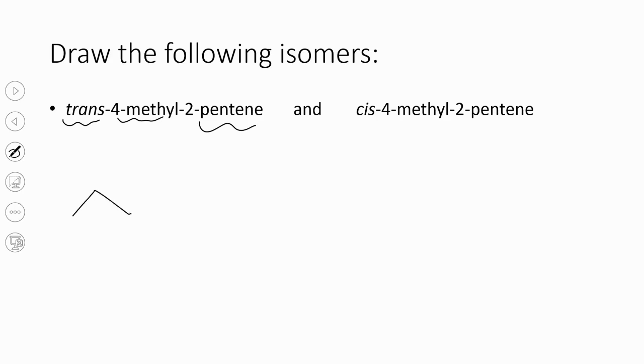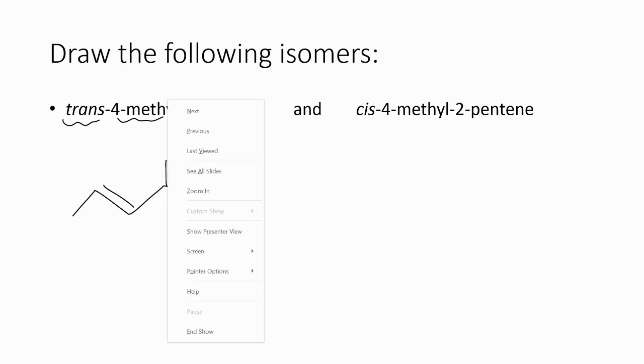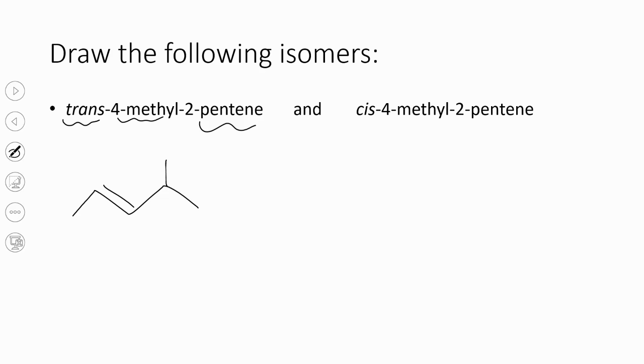1, 2, 3, 4, 5. And then it's 2 pentene. So I could either start from 1, 2 or 1, 2, it doesn't matter. So I'm going to start over here. 1, 2, 2 pentene, and then 4 methyl. So 1, 2, 3, 4. And so I'm going to draw my methyl group up. I don't know what it's doing. All right, so then I need to check and make sure that it's the correct conformation.